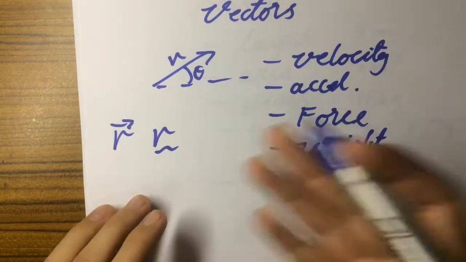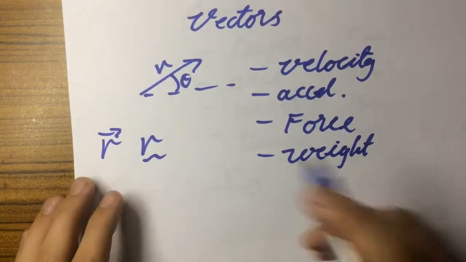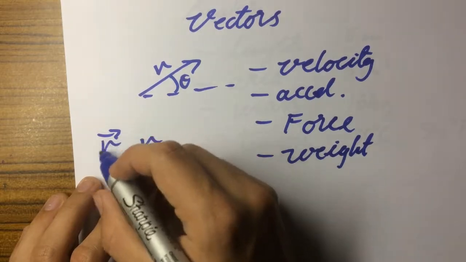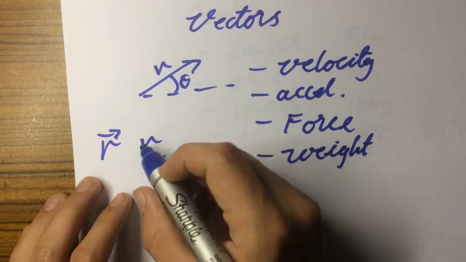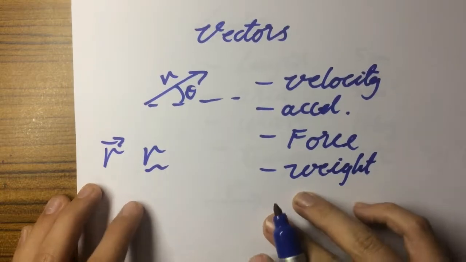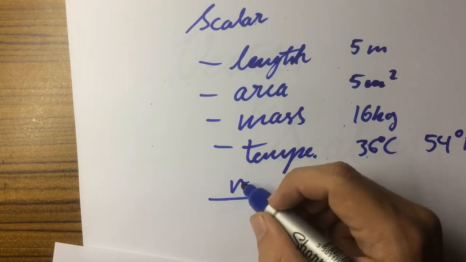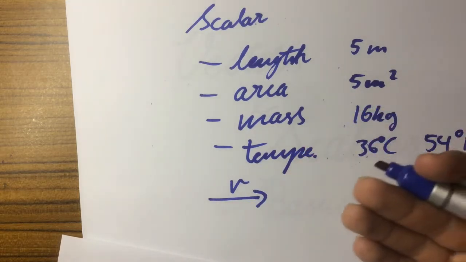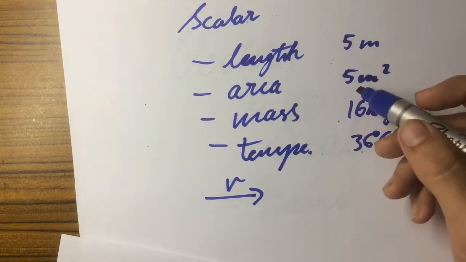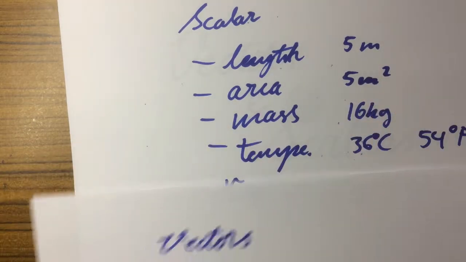I always use a squiggle, and I will continue to use a squiggle throughout this playlist, but that signifies that this quantity, this R quantity, is a vector quantity. Over here, this R is just a scalar quantity. This R will be a number, whether it be the 5 meters, the 5, or the 16 kilograms, whatever it is, it's just the size of it.